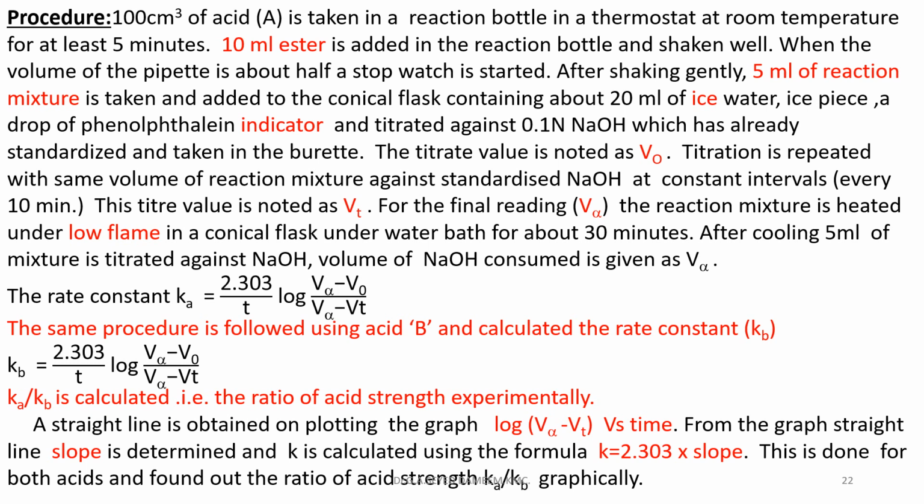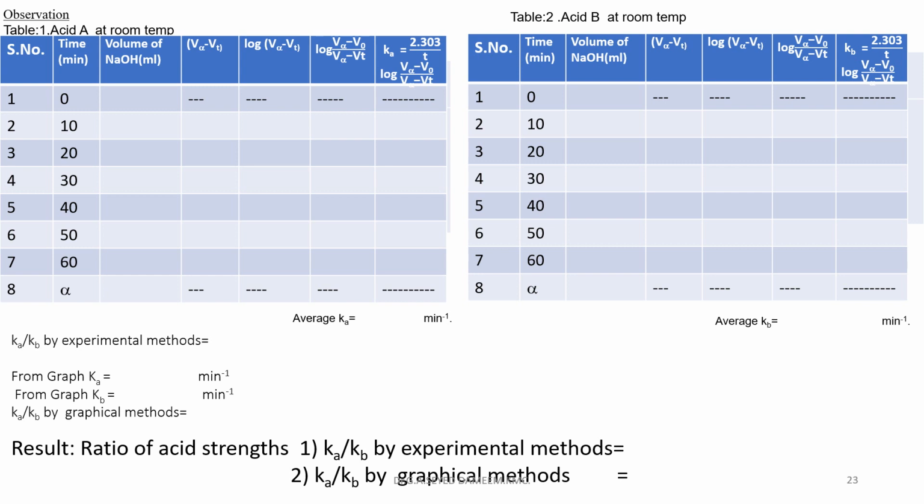The next slide shows all these tables and the result of the experiment. This slide shows the tabular column and result of the experiment, that is the ratio of acid strength: one, Ka by Kb by the experimental method, and another, Ka by Kb by the graphical method. The unit of the rate constant here is per minute, minute power minus 1.